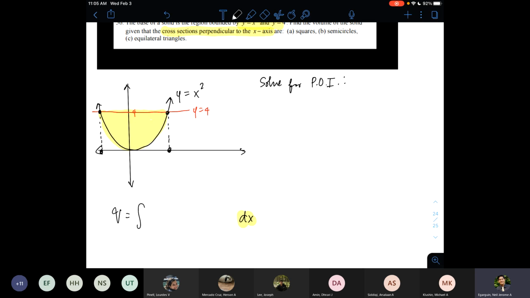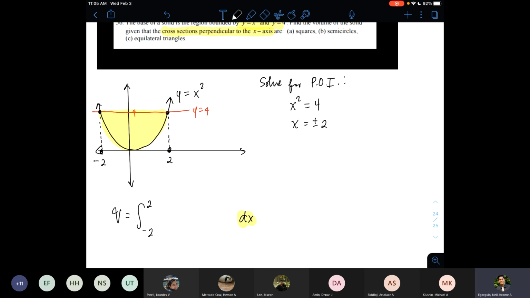So let's look for those x values. We just put those two expressions equal to each other. Remember, y equals x squared and y is equal to 4. So put them equal to each other. So we get x equals plus or minus 2. So here that's negative 2, here's positive 2, and then they will serve as the bounds for our integral, okay?